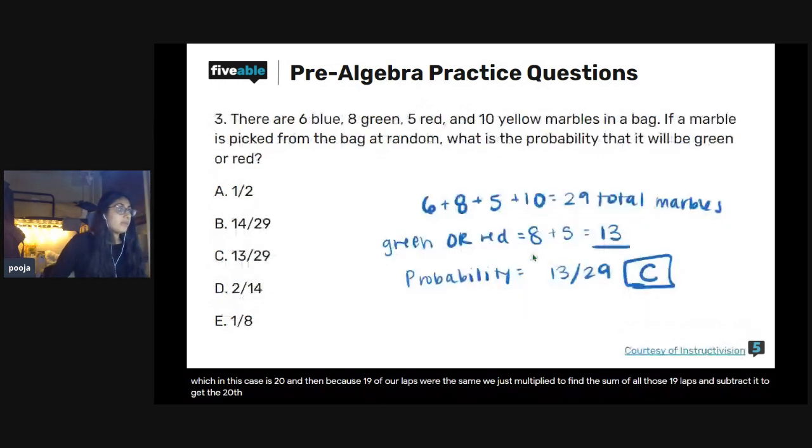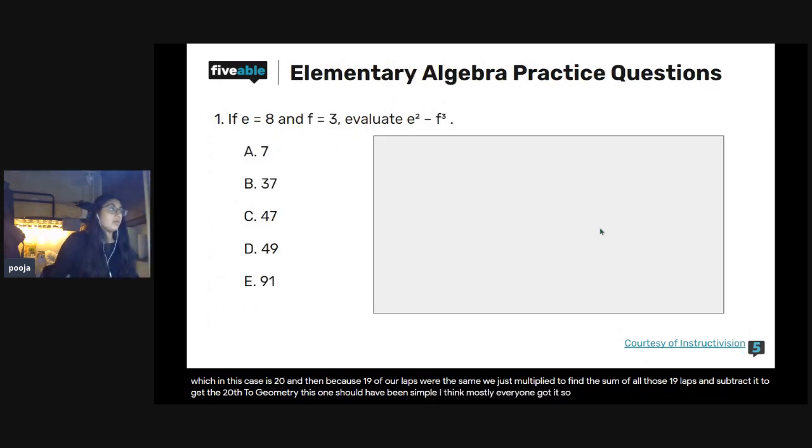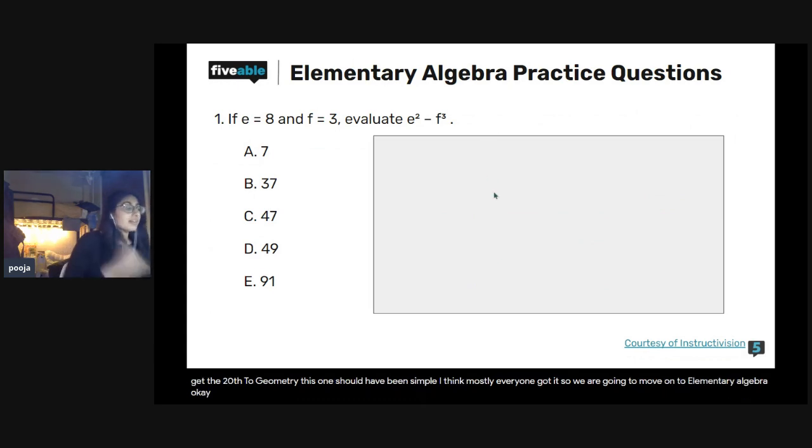Okay. Back to geometry. This one should have been simple. I think mostly everyone got it. So we are going to move on to elementary algebra. Okay. A little step up, but not too big of a step up. Again, I'll give you a minute starting now.